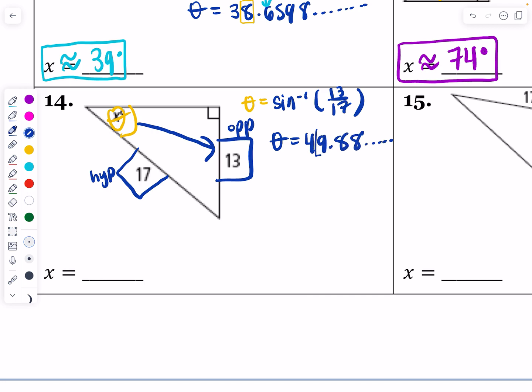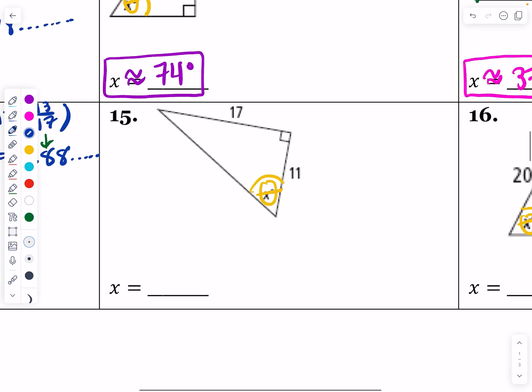49.88... Okay, so who tells the 49 whether it should stay 49 degrees or round up to 50? It's going to be the 8. So this is going to be approximately 50 degrees. This is approximately 50 degrees. That does make sense as an answer because it's an acute angle. Okay, all right, let's keep going.